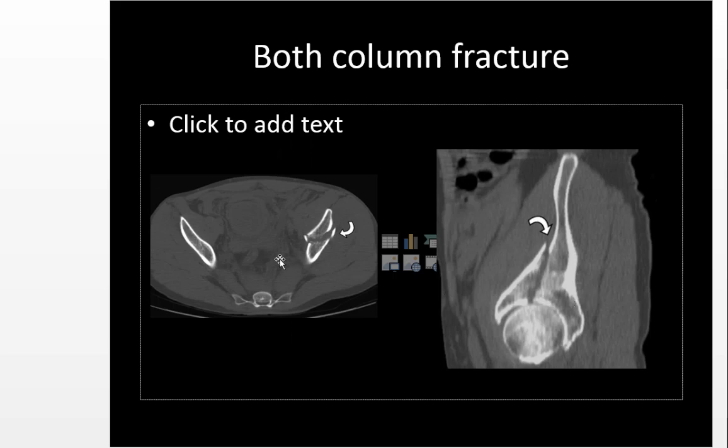On CT, this is the key here. At the level of the acetabular roof, which is a couple of slices right above the femoroacetabular joint space, the fracture plane is going to go in the coronal plane, which means on an axial view it's going to extend medially to laterally, just like this. This is a fracture going in the coronal plane. That is seen only in both column type fractures. So when you see that appearance, that's a both column type fracture. And you can see here on the sagittal view that the fracture is extending to the iliac wing. So this is a both column type fracture.